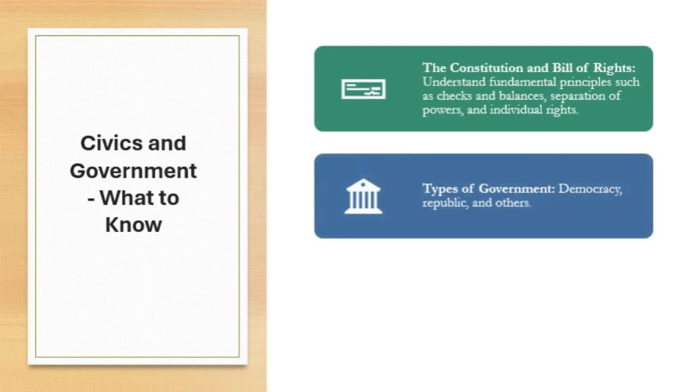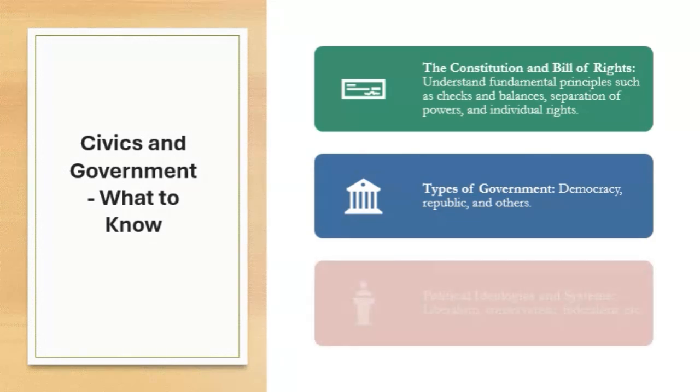2. Types of government. There are different types of governments around the world. In the US, we operate under a democracy and republic system. A democracy means that the people elect leaders to make decisions, while a republic means that the elected representatives work within a system of laws to govern.